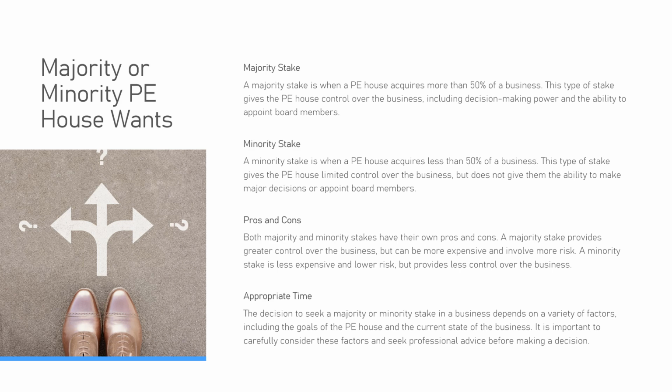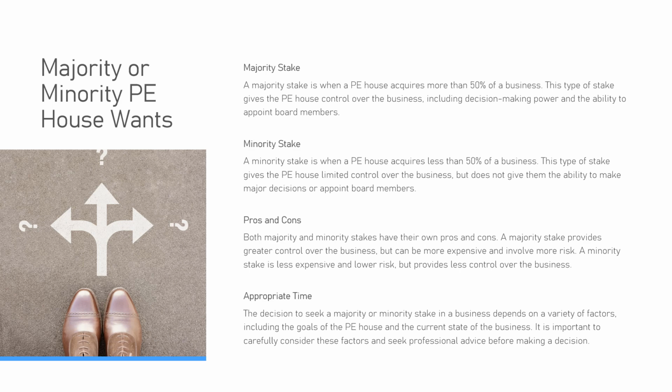Majority or minority: what does the PE house want? Majority stake. A majority stake is when a private equity house acquires more than 50% of a business. This type of stake gives the PE house control over the business, including decision-making power and the ability to appoint board members. Minority stake. A minority stake is when a private equity house acquires less than 50% of a business.